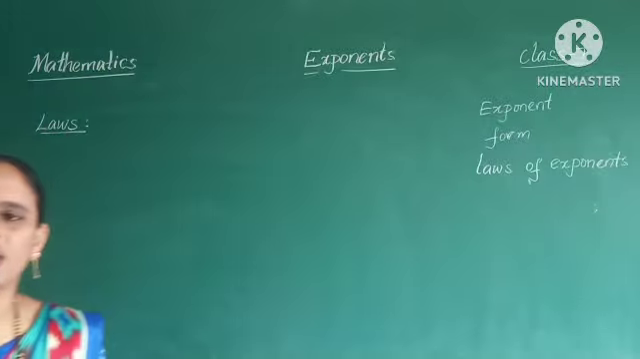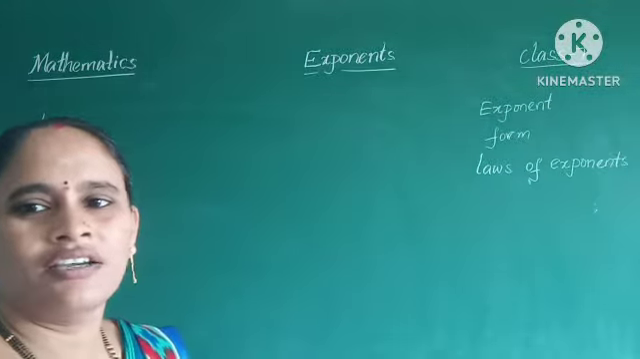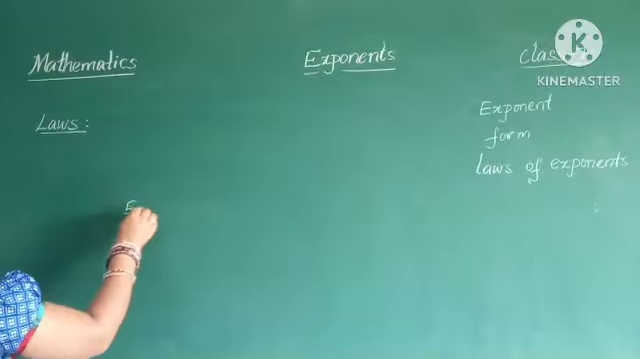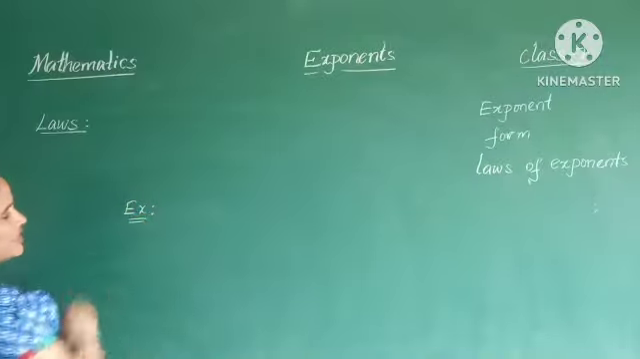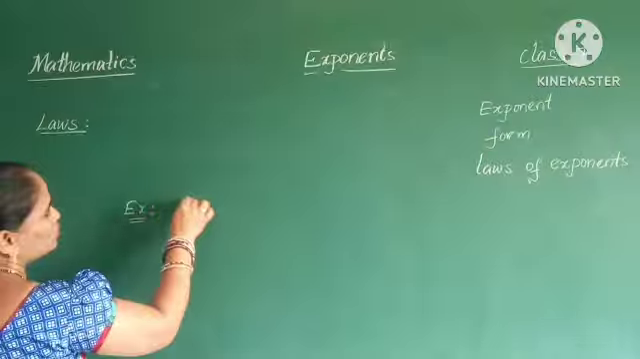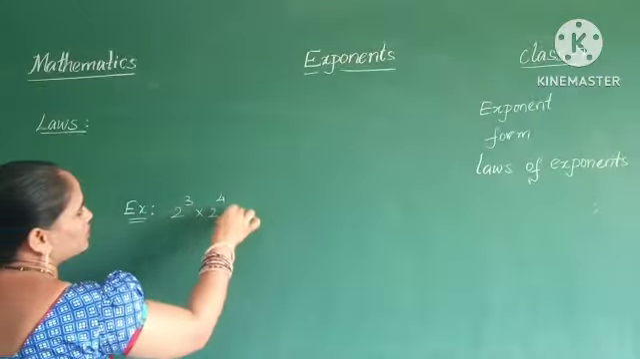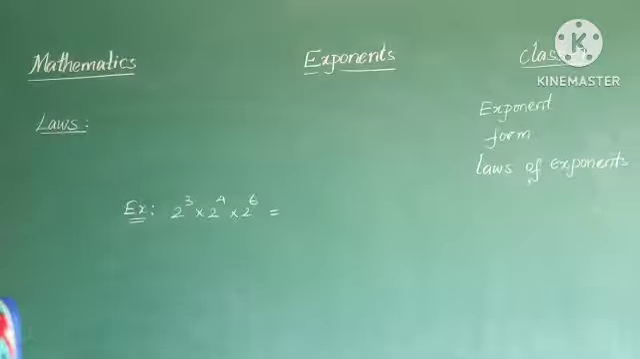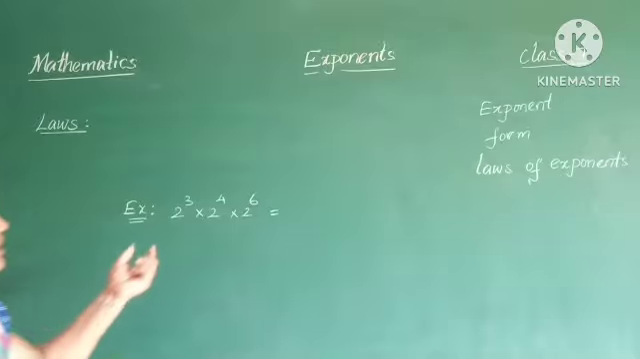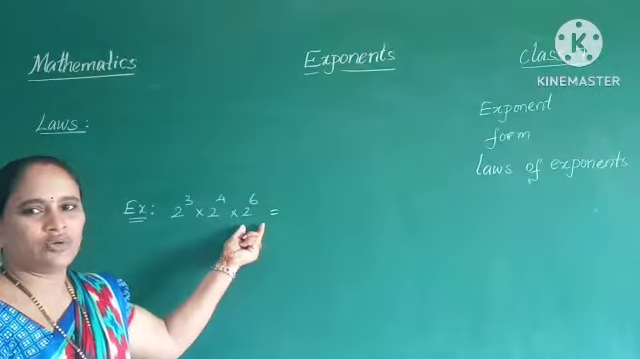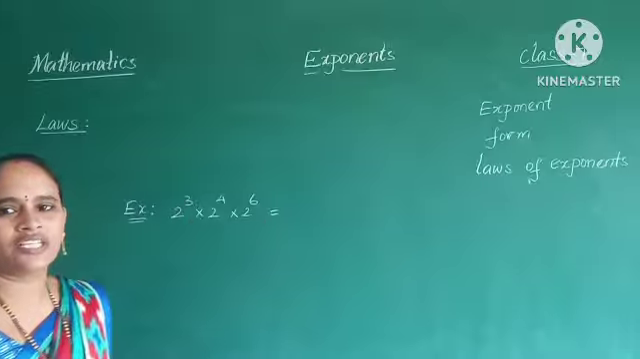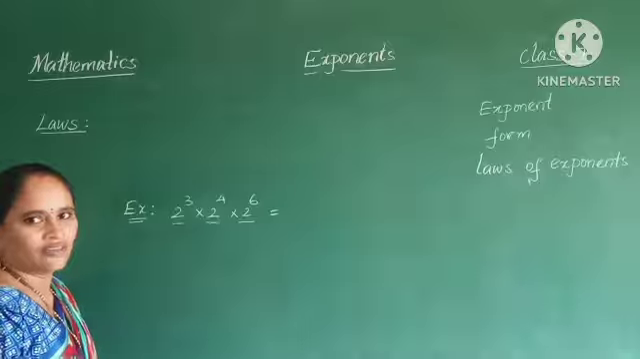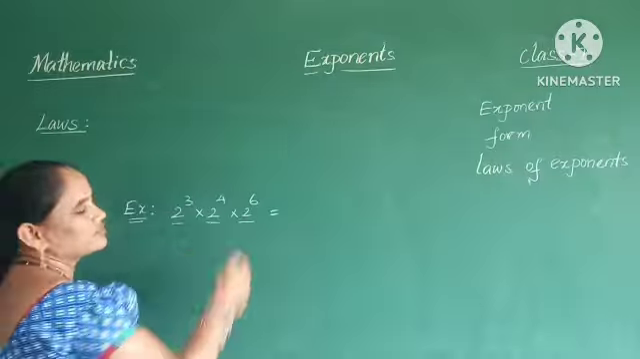What is the first law? Before going to that law, we will see some examples. For example, if there is any sum like this, 2 cube and 2 power 4 into 2 power 6. Have you observed this question? Here all the bases are equal, and the powers are different. Whenever the base is equal, we can add the powers.